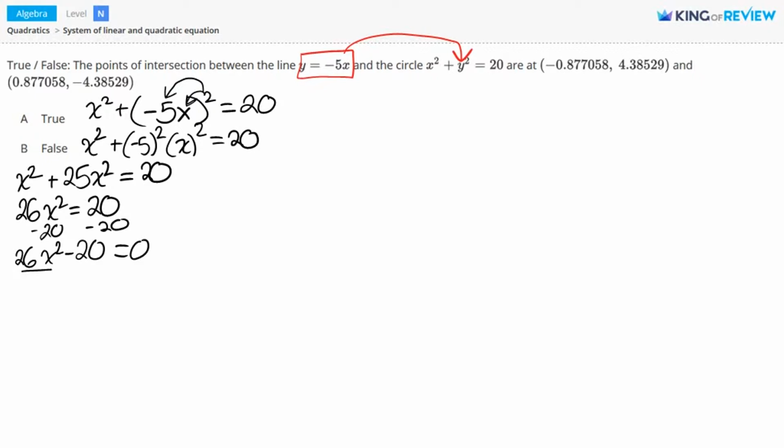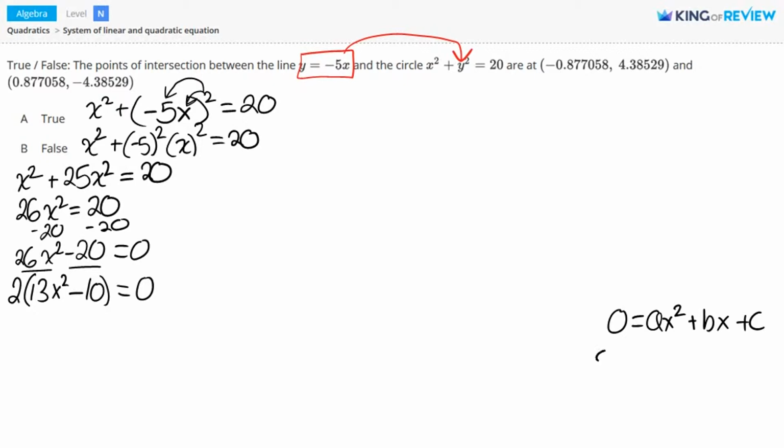Now, do these two terms share any common factors? They do. They share a common factor of 2. So let's factor out a 2. When I factor out a 2, I get 2 times 13x squared minus 10 equals 0. Now this equation is in the form 0 equals ax squared plus bx plus c. When we have an equation in this form, we can use the quadratic equation to solve for x.